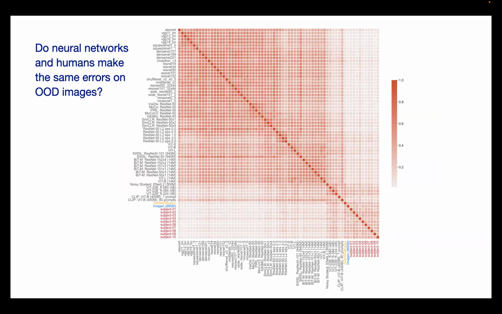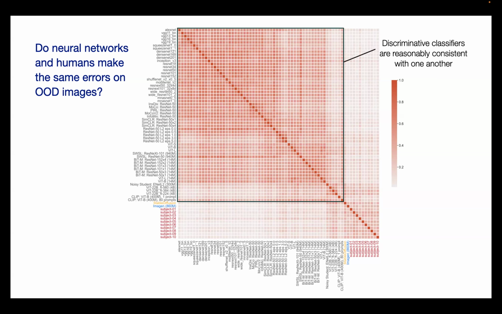This plot shows about 60 different classifiers, ViTs, convolutional networks, ResNets, VGG, you name it. What this shows is the extent to which they make the same errors on 17 different out of distribution datasets. And what you see in the top left is that the 60 models all more or less agree on the errors they make on out of distribution data.